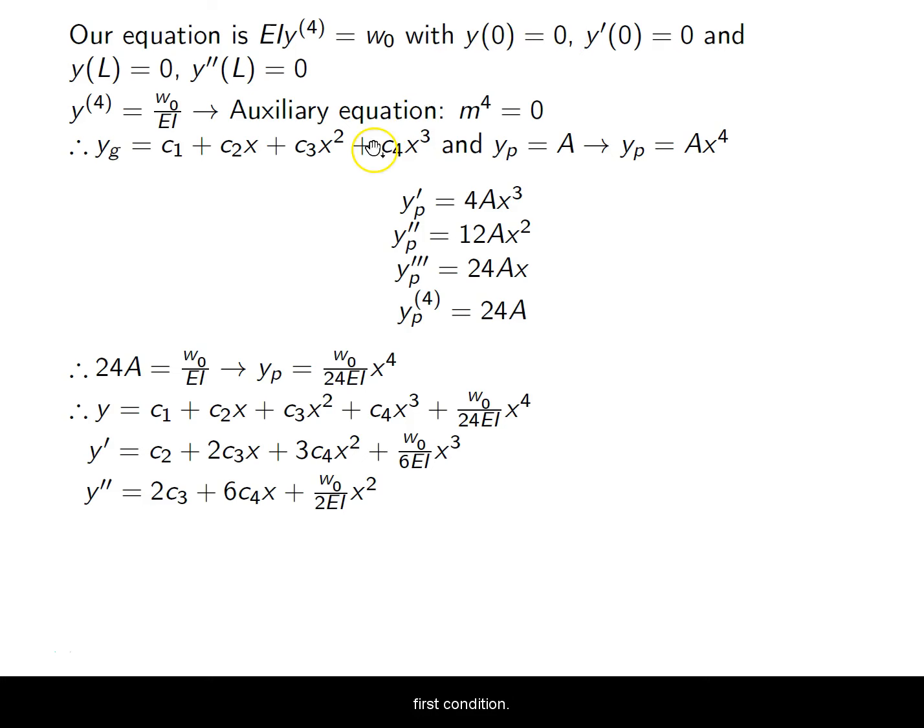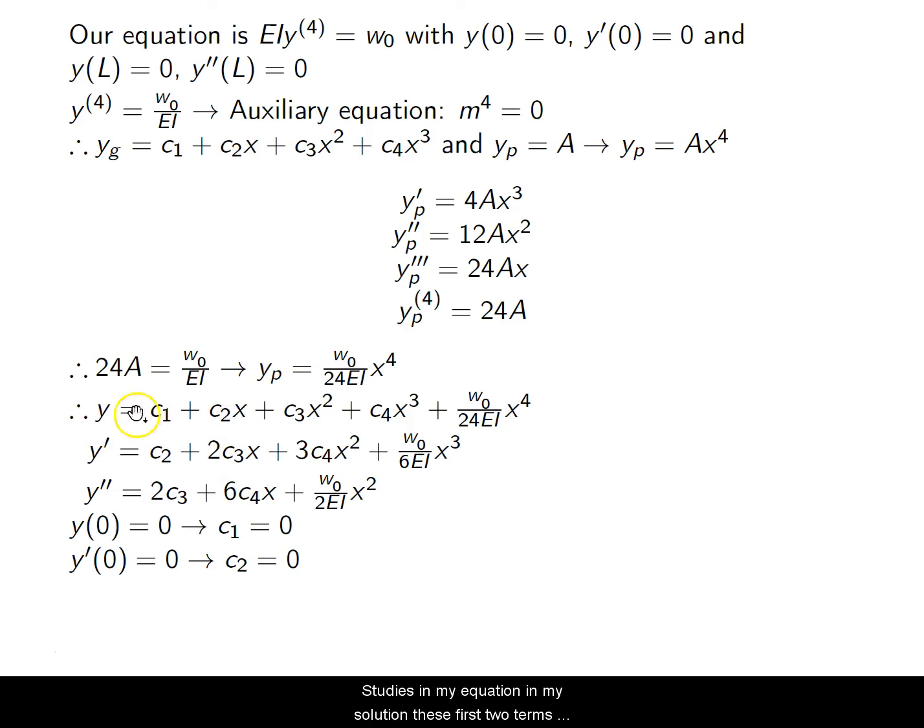So if I plug in my first condition, y of 0 is 0. Well, this goes to 0, this goes to 0, this goes to 0, this goes to 0. I'm left with c1 equals 0. Okay, that's nice. Now I apply my second condition to y prime, which is if I plug in 0, I get 0. So again, same thing, 0, 0, 0. I'm left with c2, and that equals 0. Okay, so in my solution, these first two terms are gone now. I'm now only stuck with these three.